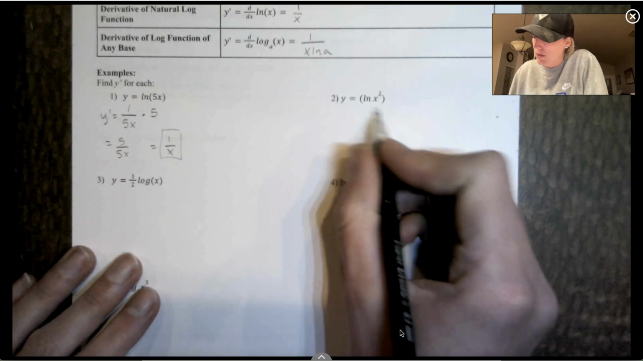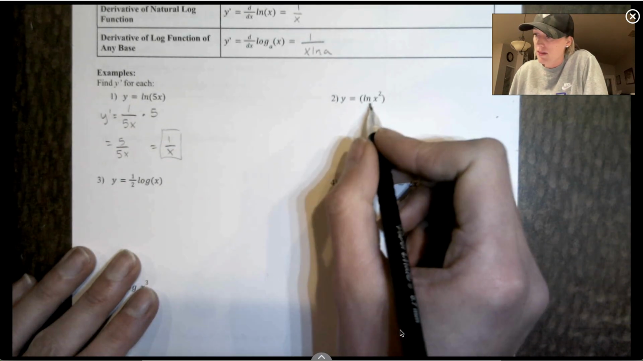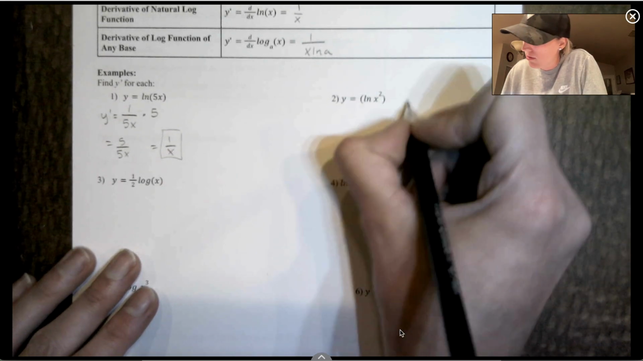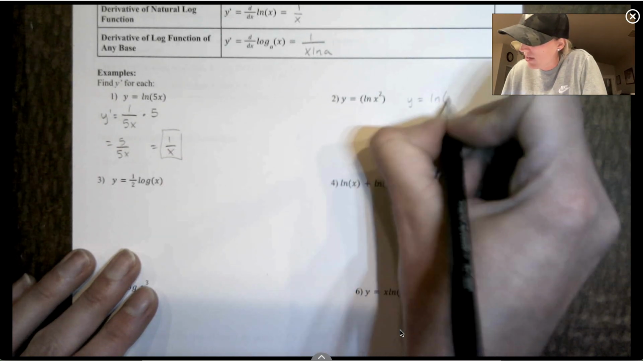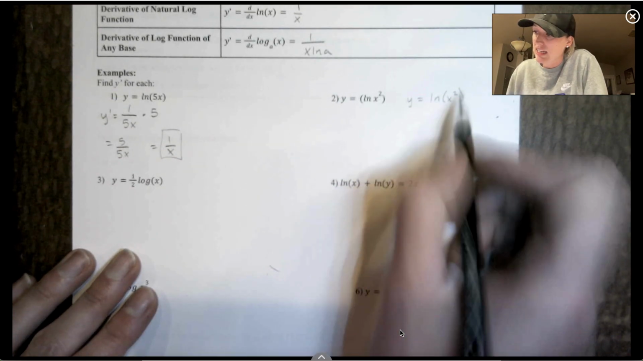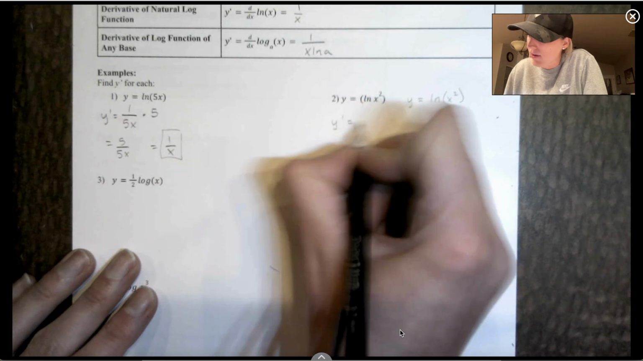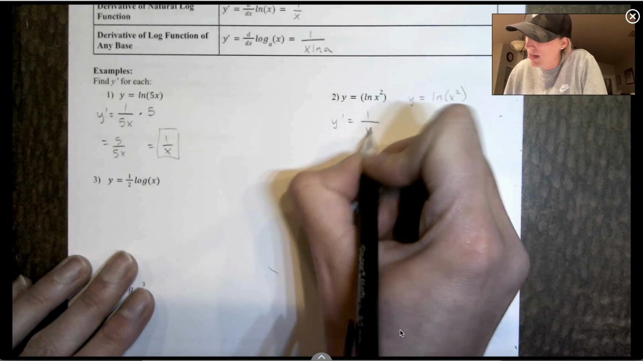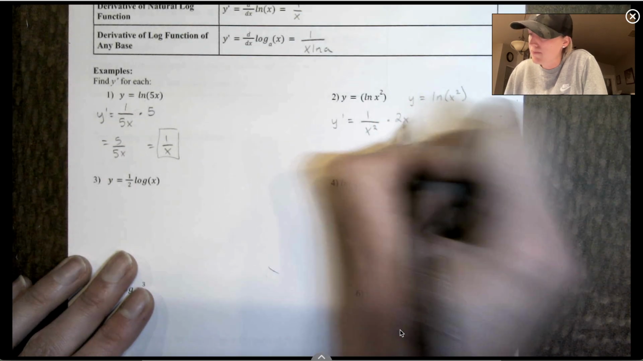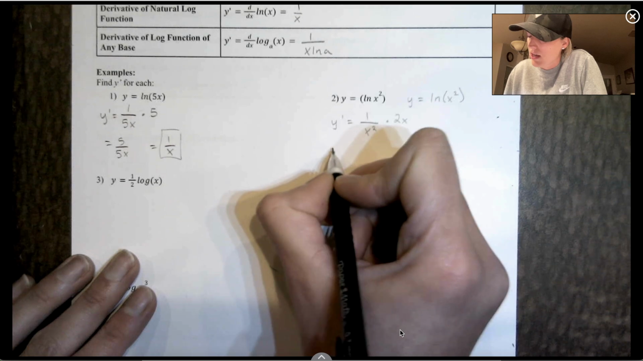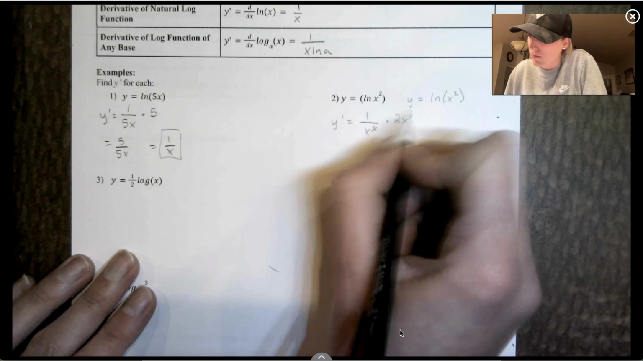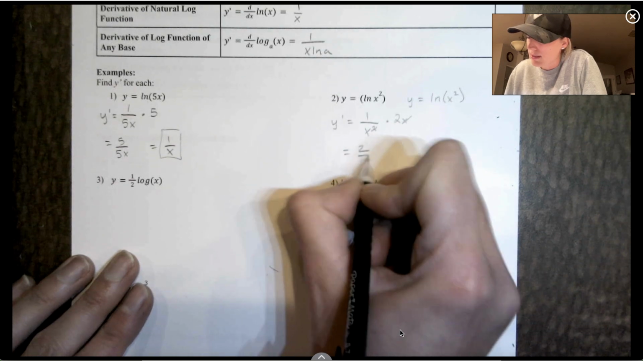All right, this one is written kind of funky, you guys. It was supposed to be natural log of x squared, like that. My outer function again is natural log. So when I take the derivative, I've got 1 over x squared times its derivative, so the inner function derivative would be 2x. I can multiply those together, and one of the x's in the denominator is going to cancel with one of the x's in the numerator, so we're left with 2 over x.